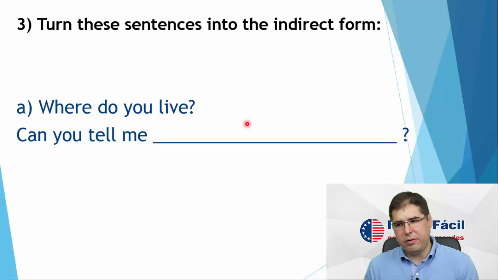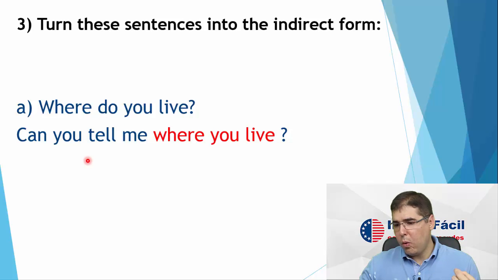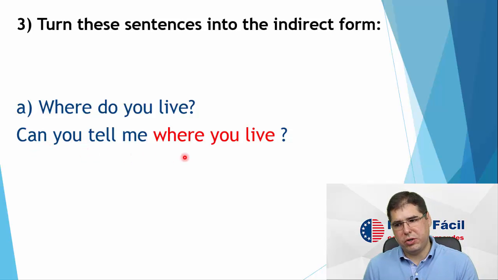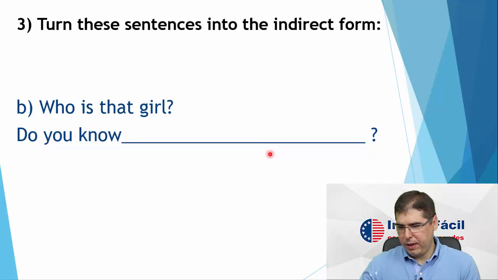Now, where do you live? This is the direct question, right? So, can you tell me where you live? Where you live, okay? So I do not need the auxiliary verb anymore here, do, because remember, the question is already at the beginning here. Can you is already a question structure. So, can you tell me where you live?